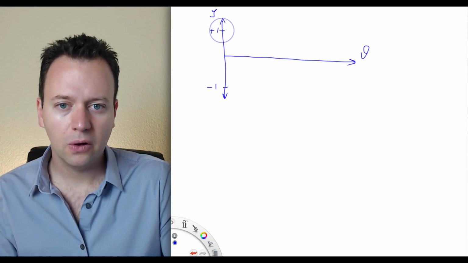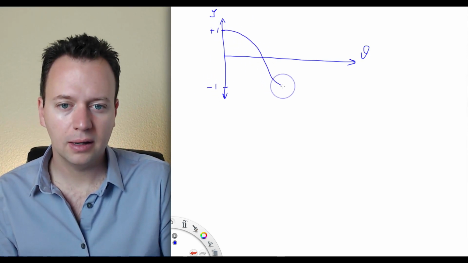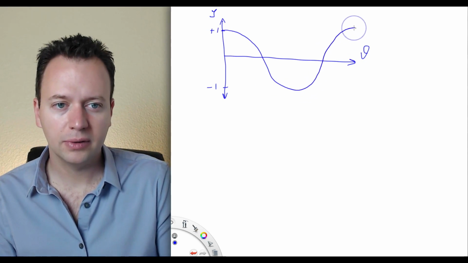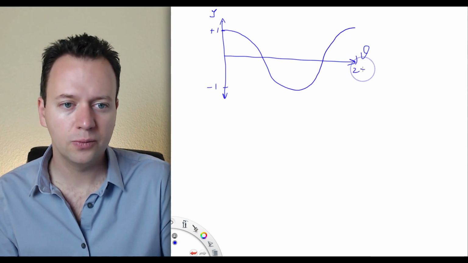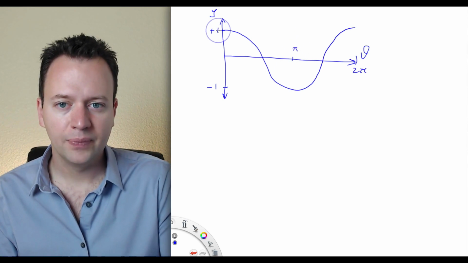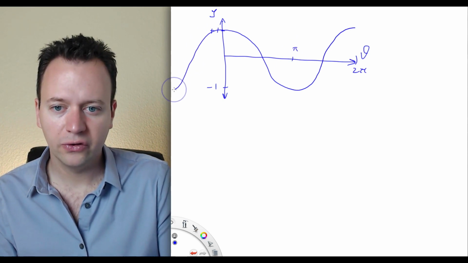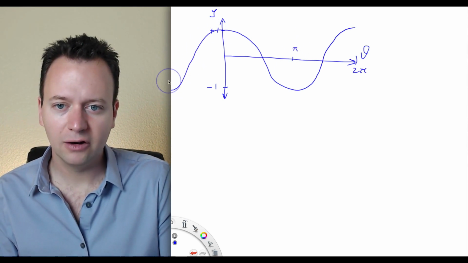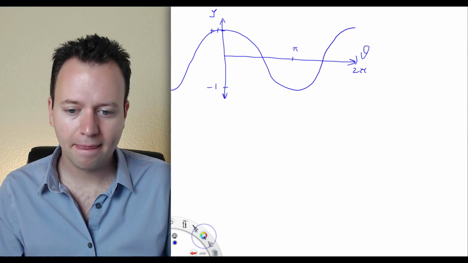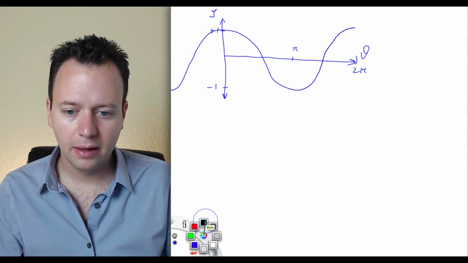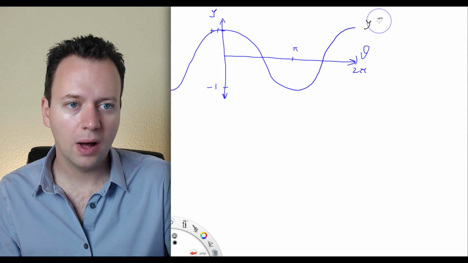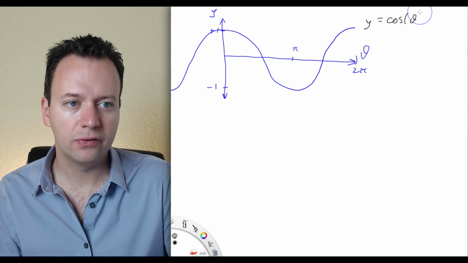And then cosine starts up there, and it comes down, and it goes up like that. And then it repeats. So there's 2 pi, pi. And then on the other side, it of course continues similarly. So we're at negative pi somewhere over here. So this is y equals cosine of theta.